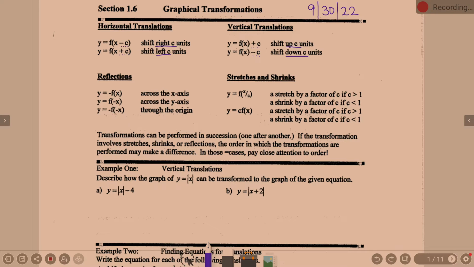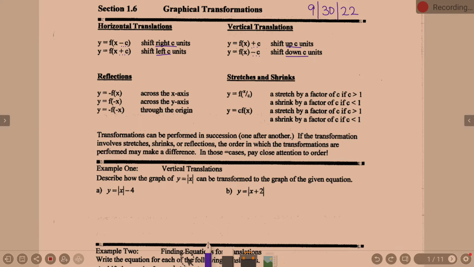Reflections. Two of these are old news. One of these is new news. So if it's a reflection across the x-axis, the x-axis being the horizontal axis, so that means it's going to flip up and down, then it's negative f of x. That is where you just take the function and multiply everything by a negative. So if every term has an opposite sign, it's a reflection across the x-axis.